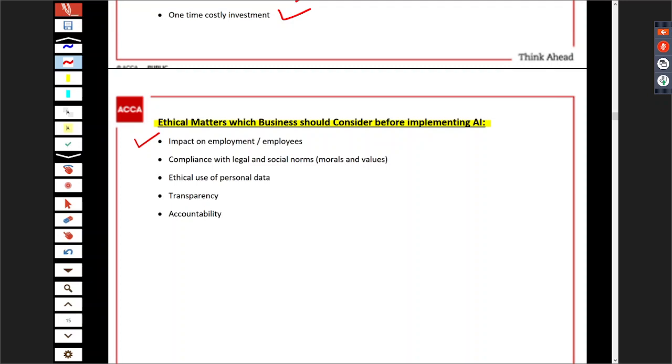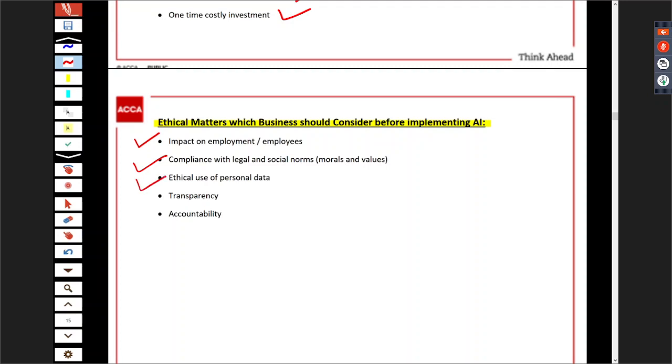So impact on employment or unemployment or employees is something which goes under the umbrella of ethical matters, right? What about compliance with legal and social norms? Like it's a machine, right? But it has to have morals and values and social norms and legal norms. So everything needs to be programmed so that the machine is not ruthless. The machine has to have some legal and social boundaries defined within it.